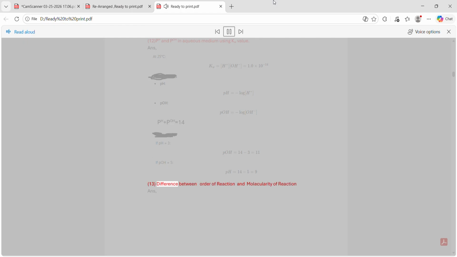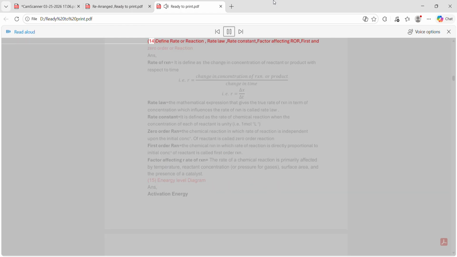13. Difference between order of reaction and molecularity of reaction. Answer. 14. Define rate of reaction, rate law, rate constant, factors affecting rate of reaction, first and zero order reaction. Answer. Rate of reaction is defined as the change in concentration of reactant or product with respect to time.